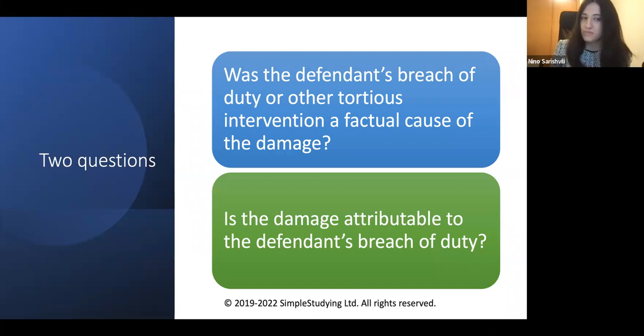The causation has two main questions that you need to answer. Was the defendant's breach of duty of care or other tortious intervention a factual cause of the damage? And is the damage attributable to the defendant's breach of duty? So those two questions have to be answered affirmatively in order for causation to be successful.